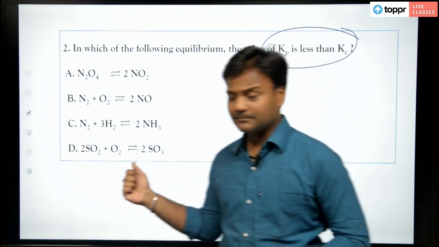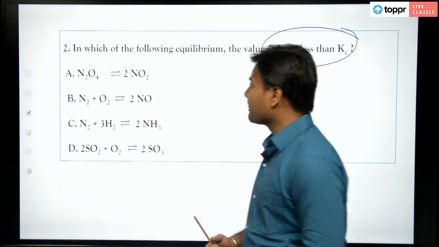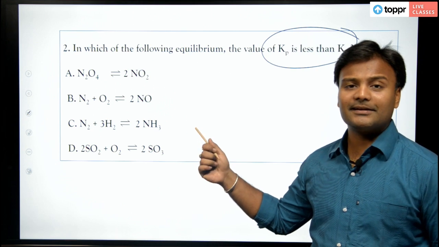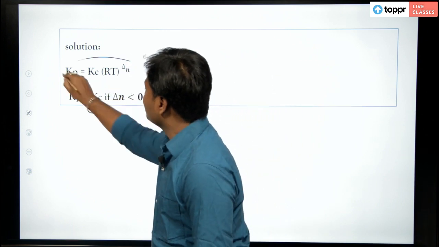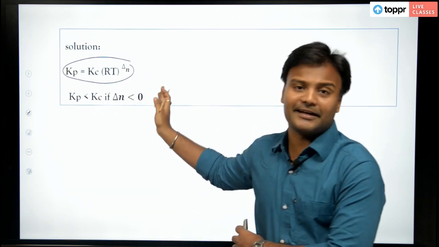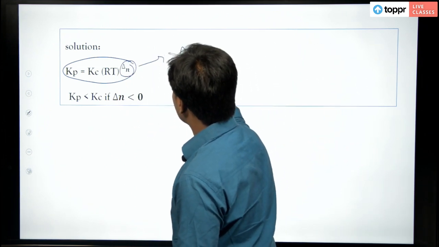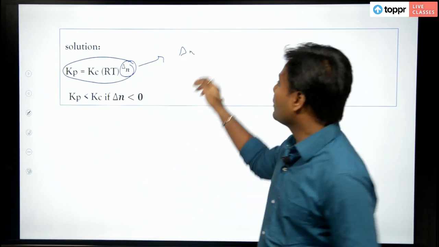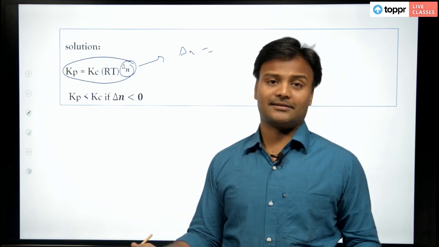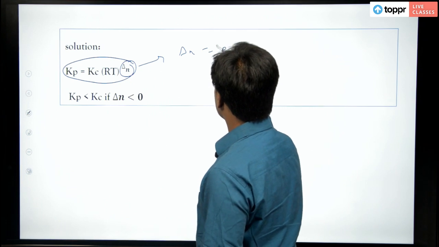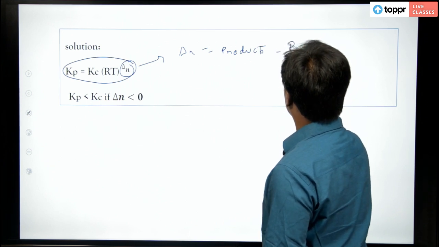How do you find out the relation between Kp and Kc? You can see Kp equals Kc RT to the power delta n. What is delta n? Delta n is the number of moles of gaseous products minus gaseous reactants.